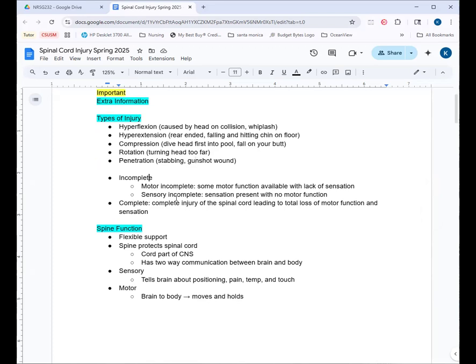We have complete versus incomplete. So you have a motor and sensory incomplete. With motor, some motor function is available, but you have a little bit of lack of sensation. With sensory, you have some sensation, no motor function. And then the complete is the big bad. Complete injury of the spinal cord means loss of both motor function and sensation.